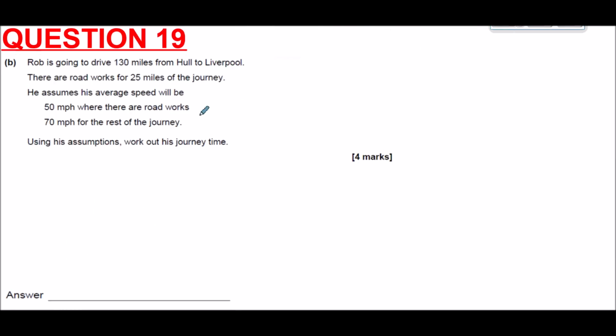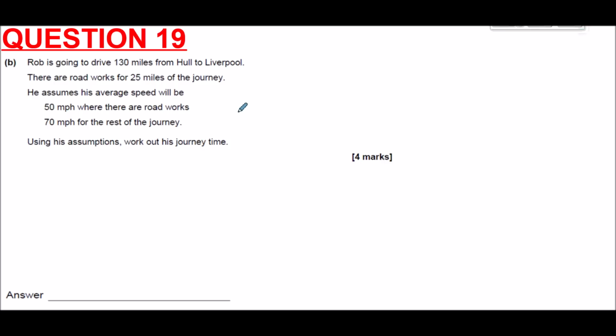Part B for question 19. It says here that Rob is going to drive 130 miles from Hull to Liverpool, and there are roadworks for 25 miles of the journey. So he's going to assume his average speed will be 50 miles an hour where there's roadworks, and 70 miles per hour for the rest of the journey. So we need to work out his total journey time. And so here we've got assumptions about speed, we've got miles, which is distance, and we need to work out journey time. And so this question relates to speed, distance and time.